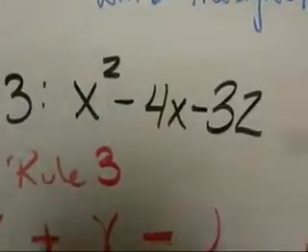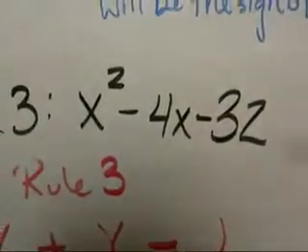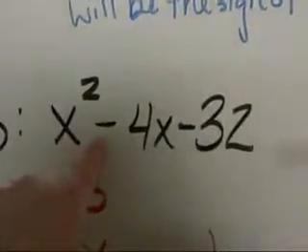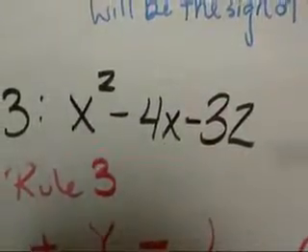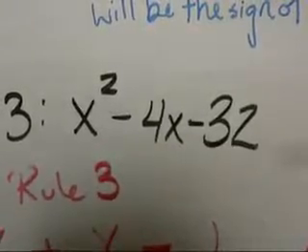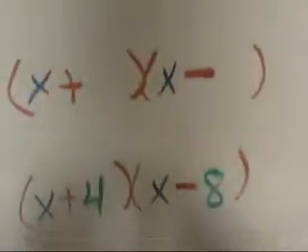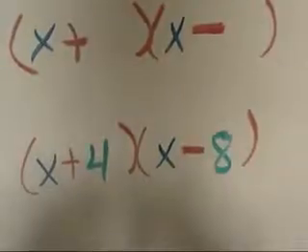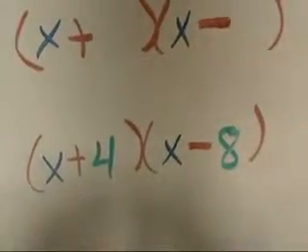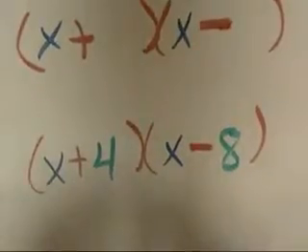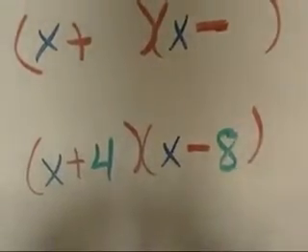Aha! 8 and 4. Now remember, the sign in the middle, the negative on the 4x, that tells me that the larger of the two values has to be negative. So when I plug it in, I know that with the minus sign goes the 8, and with the plus sign goes the 4. So this factors into the binomials x plus 4 times x minus 8.